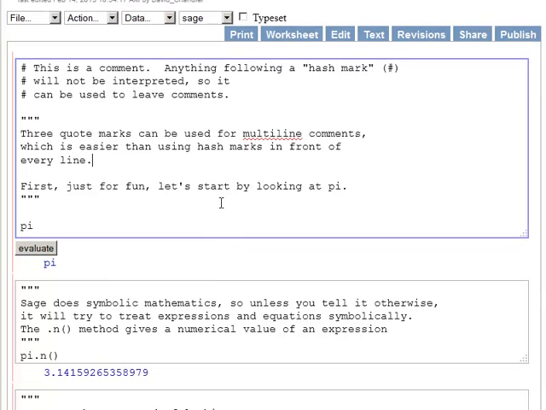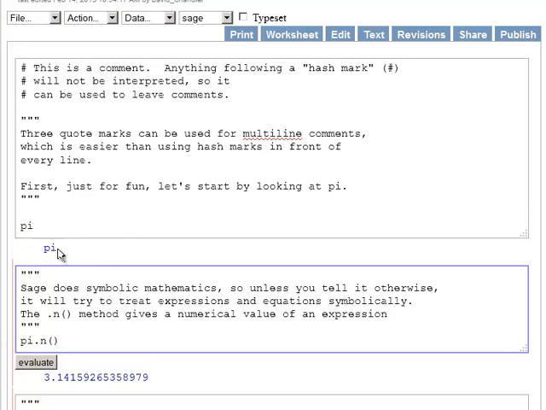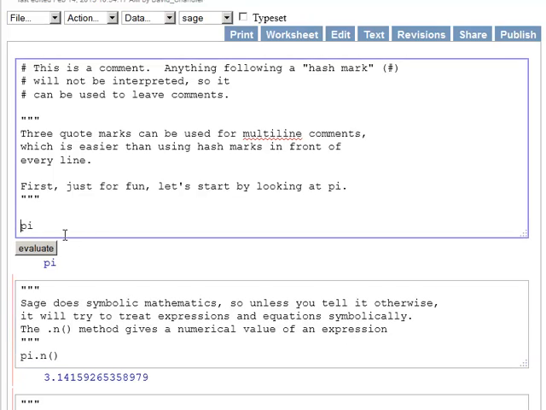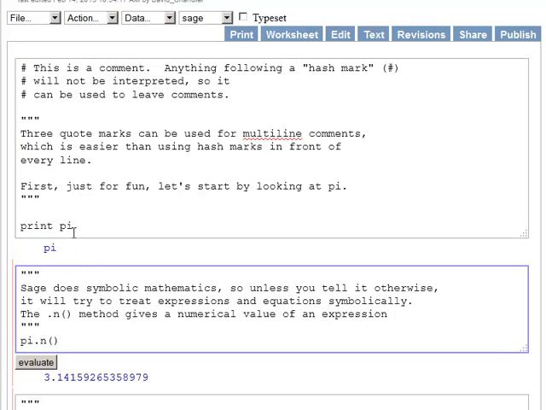So just to get to know Sage a little bit, I've started off with just sort of putting in pi. If you type in pi and then you hit evaluate, it comes up with pi. This is sort of like saying print. So if I say print pi, it's the same thing, except the only time you can just say pi is when it'll print as if it's the only thing there. So print pi is a more general way to say it. And guess what? It prints pi.